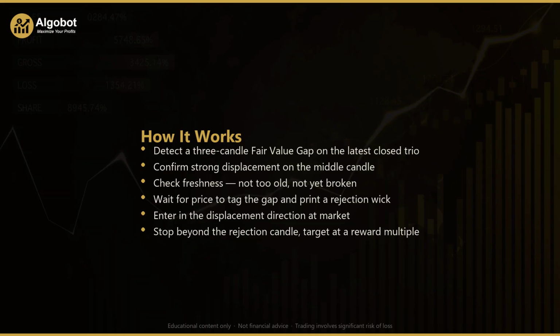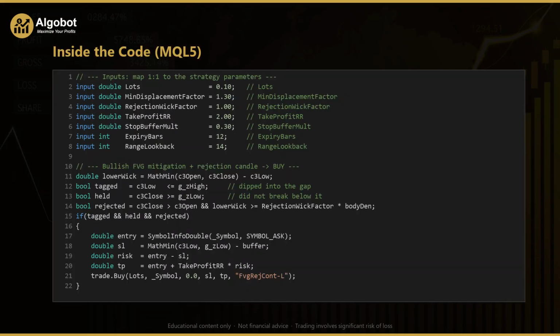The EA then signals a sell at the bid, places the stop just above the candle high or gap ceiling plus the buffer, and projects the take profit downward at the same reward multiple. Only one position is held at a time, and from there the stop loss and take profit manage the entire trade to completion.